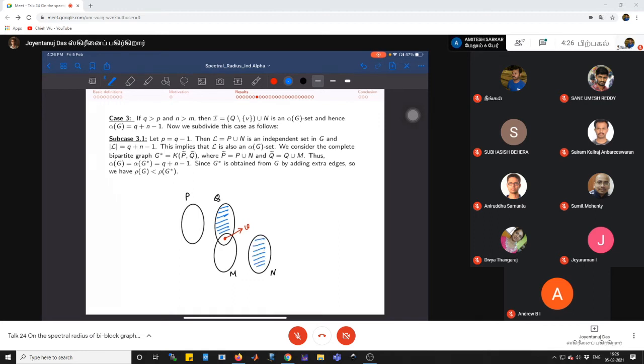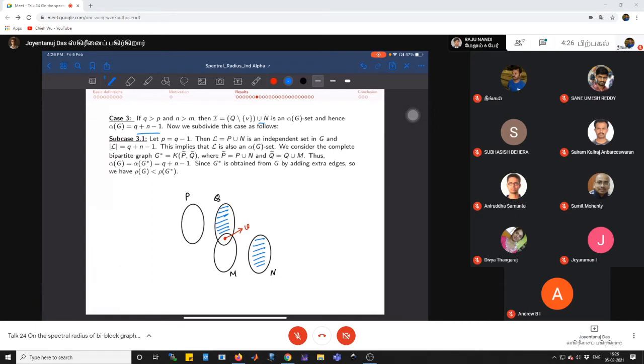So one thing we can see is that V cannot be a point in the independent set, because if we have V, then since V is adjacent to all vertices in N, N cannot be in the independent set. But that will reduce the number of the ordinary Q plus N. So we choose the independent set to be Q minus V union N.